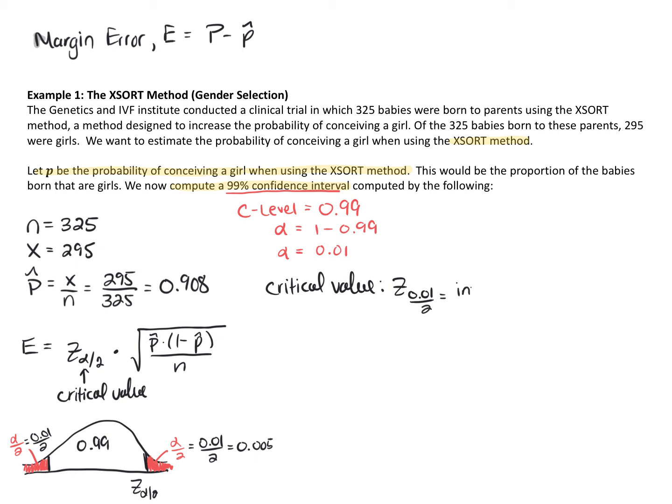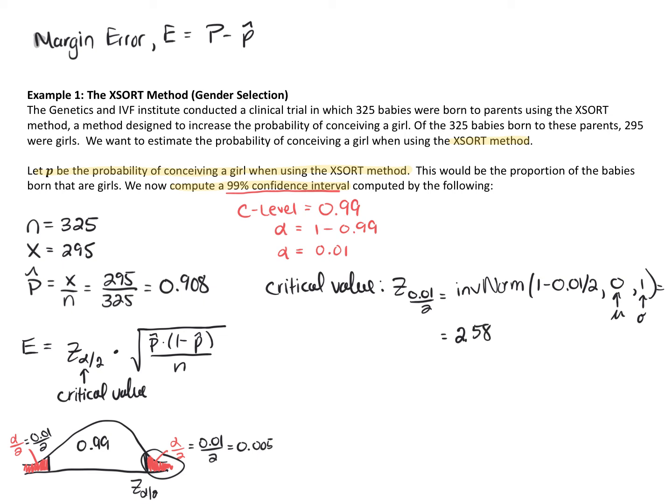We're going to use inverse norm. Inverse norm is going to give us the z-score that separates this red shaded region here from the rest of the distribution. So you can just type this into your calculator. You can type in 1 minus 0.01 divided by 2, and your calculator will do that calculation for you. Then we type in 0 for mu and 1 for sigma. When you press enter, your calculator will tell you that the critical value is approximately 2.58.